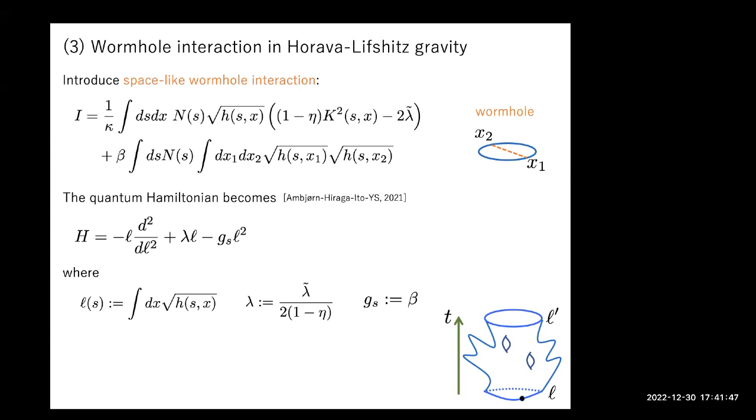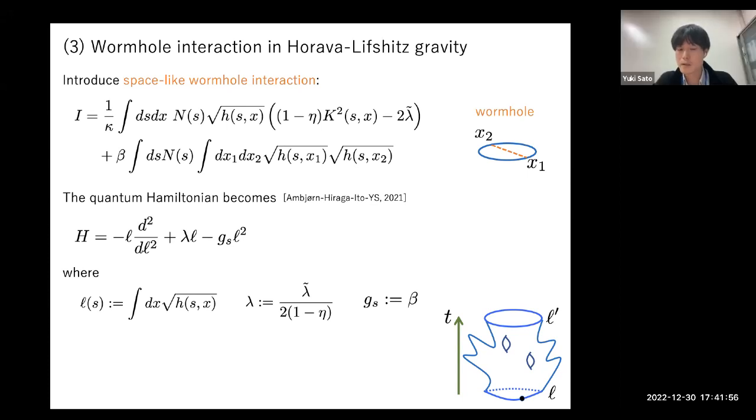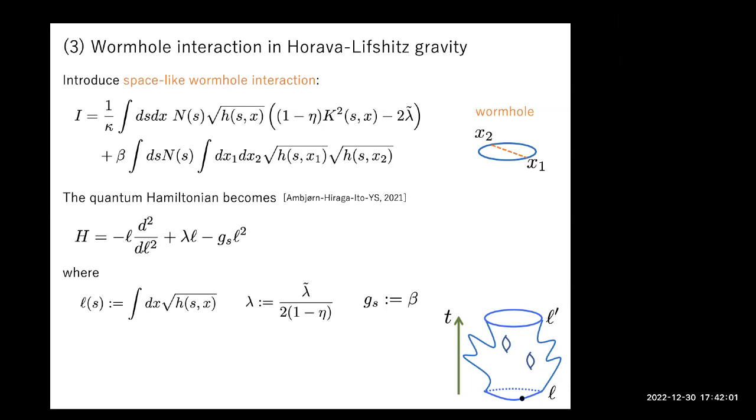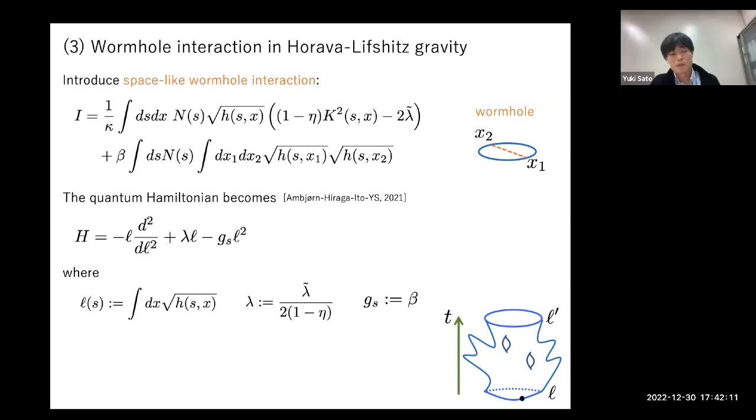So you showed us that the Hamiltonian can be negative because of that term. Is it right? Minus G S L squared. Yes, that's correct. So it seems to be related to traversability, as you told us, that negative energy. But it is not directly related to traversable wormholes.